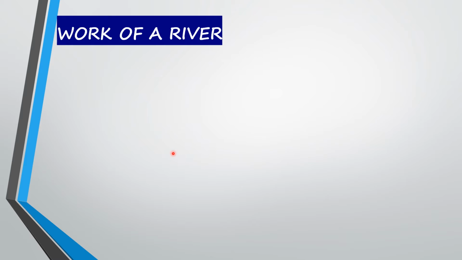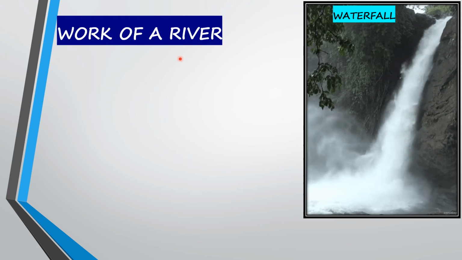So here we have the work of a river. The work of a river here means the action of water. What happens? The running water from the river erodes the landscape when the river tumbles at a steep angle over very hard rock surface down a steep valley. It forms the waterfall.